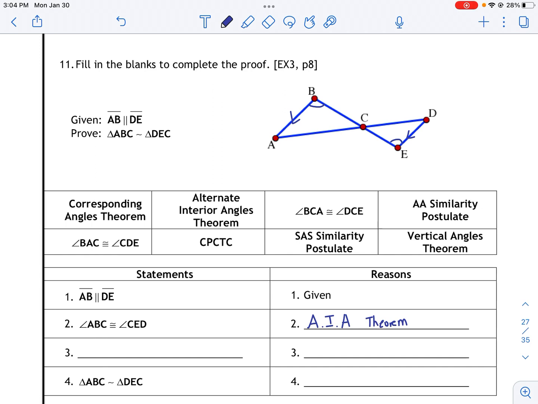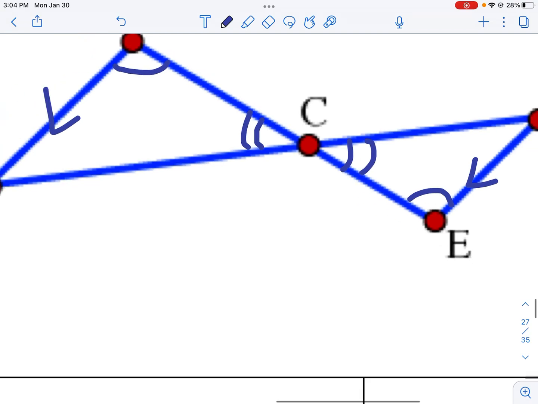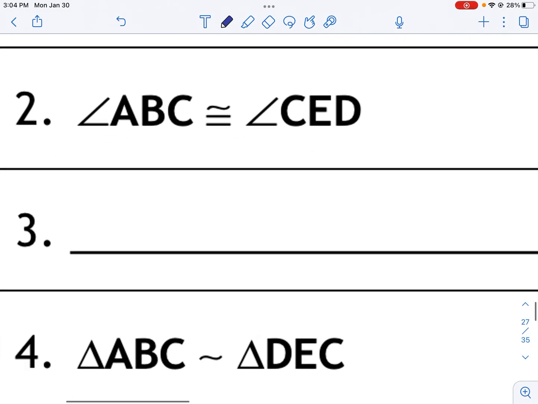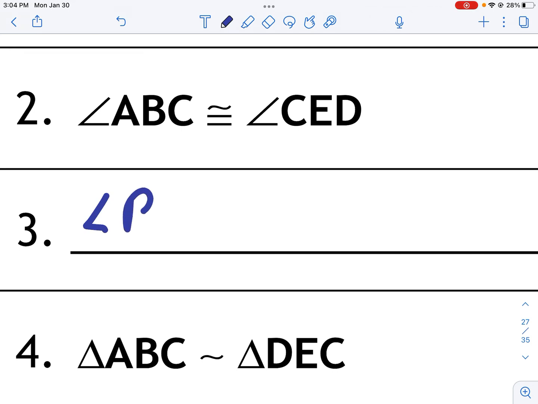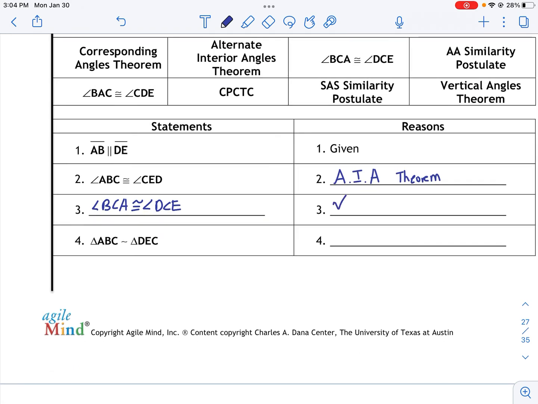Then the next step, we can say angle BCA is congruent to angle CDE, right? By vertical angles. So we can say that this part on the inside is congruent to that one. So I'm going to put it in here. Angle BCA is congruent to angle DCE. How do I know that? Vertical angles.